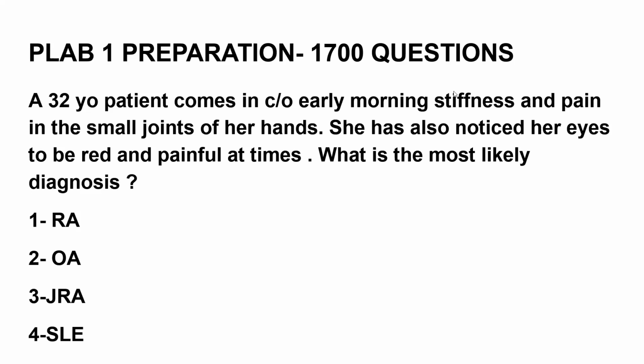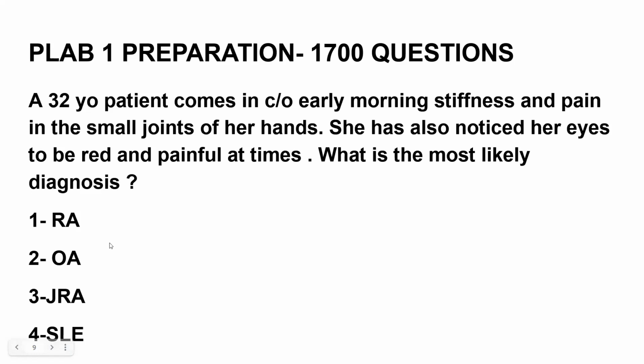And apart from morning stiffness and pain, and the type of joints that are affected, which is another clue, small joints of the hands, the associated condition is given as well by telling us that the eyes are affected, and she's a fairly young patient. So all these 3-4 clues actually tell us that the correct diagnosis, the most likely diagnosis in this case, is rheumatoid arthritis. Now let's look at the other options which are not correct.